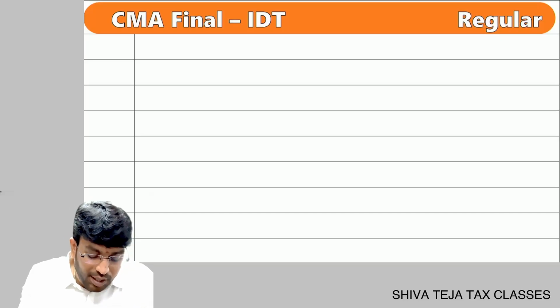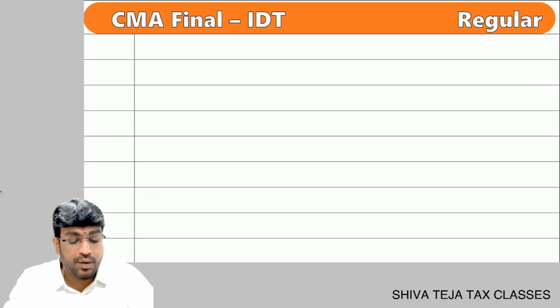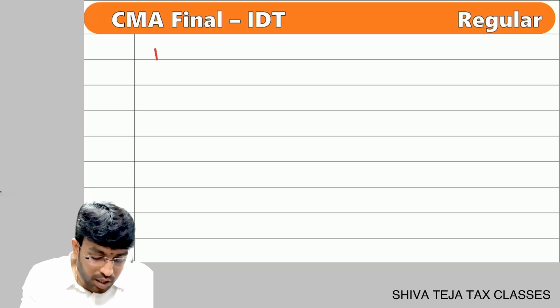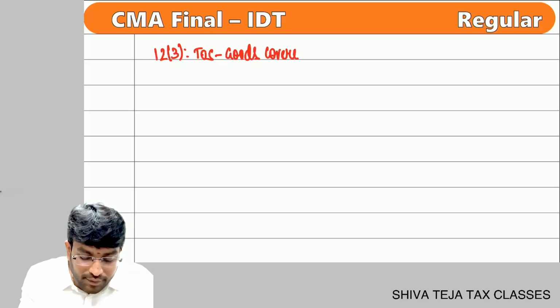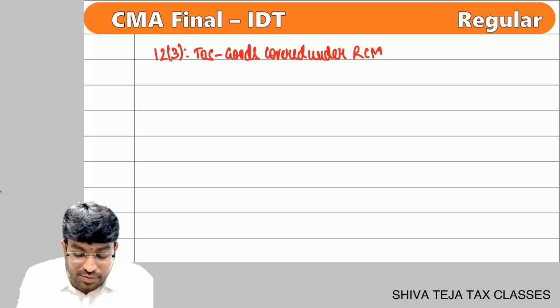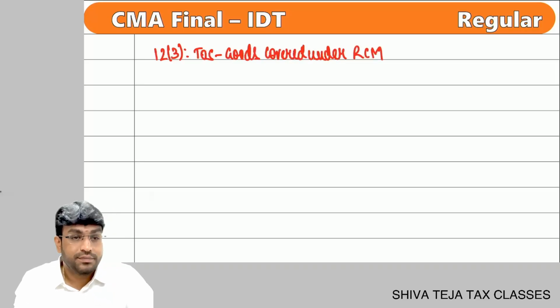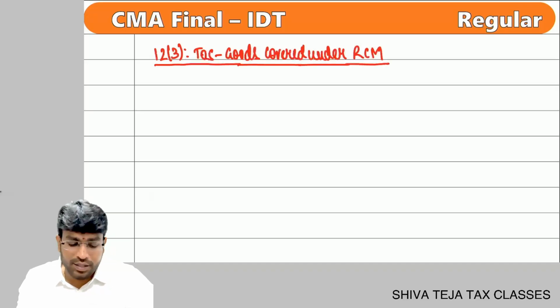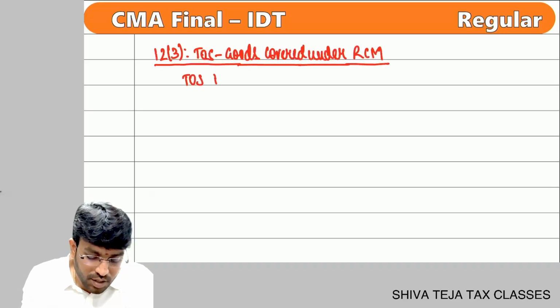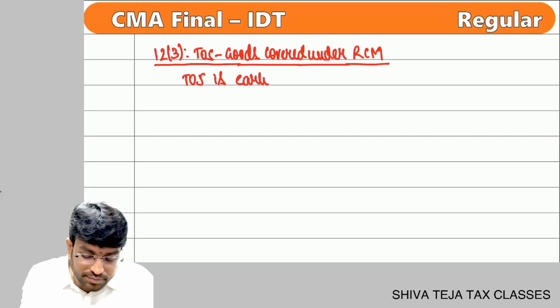Now moving forward, let's talk about 12(3), sir. So what is 12(3)? Time of supply for goods covered under RCM. Only goods, sir. Only goods, not services. For services, we have got section 13(3). Time of supply for what, my dear friends? Goods covered under RCM. What they told in the law is, time of supply is the earliest of the following.